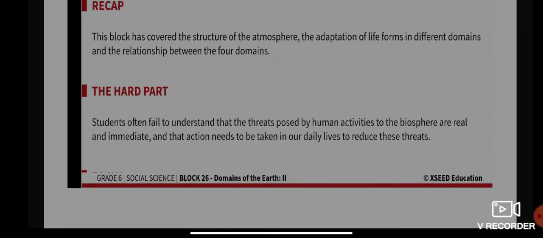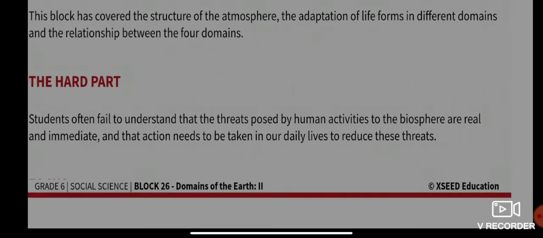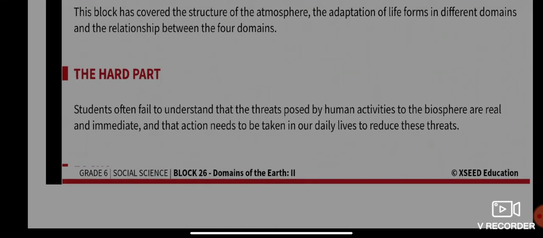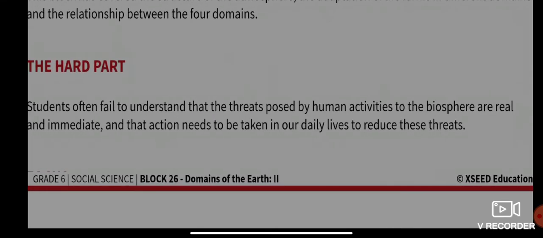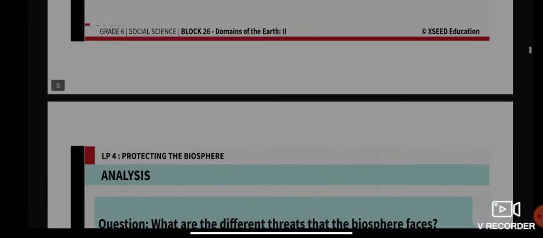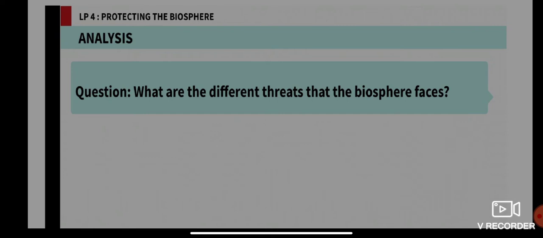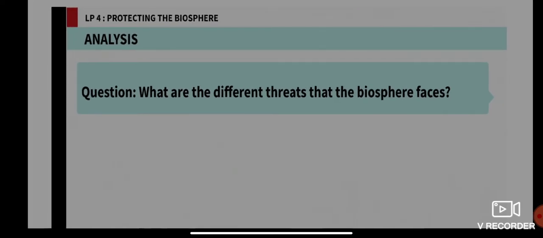But you might find it difficult to understand some of the threats that are posed by human activities to the biosphere, real and immediate. And actions need to be taken in our daily lives to reduce these threats. So we'll learn about that. What are the different threats, in other words dangers, that the biosphere faces?